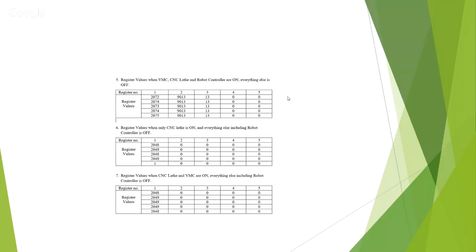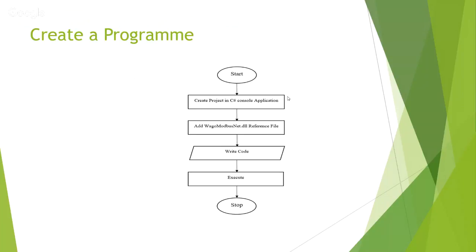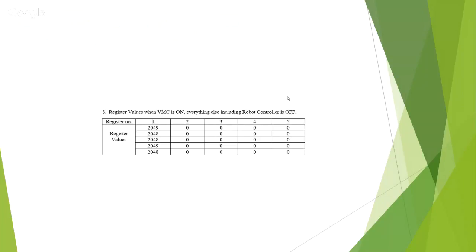In this one, I use VMC, CNC, robot, all on, and everything else like the conveyor all off. Then I get this data. So I use 8 combinations, and by using these 8 combinations, I extract some data. And this data I use to get the status of whether a machine is on or whether the machine is off.